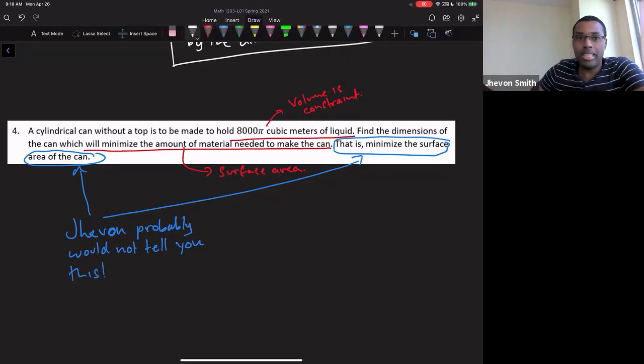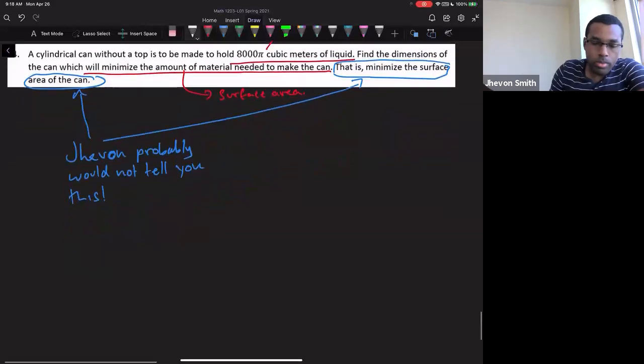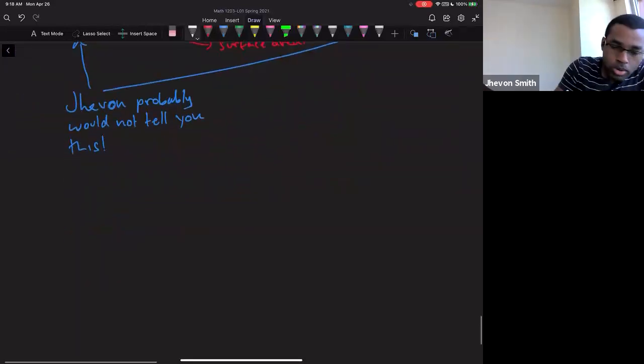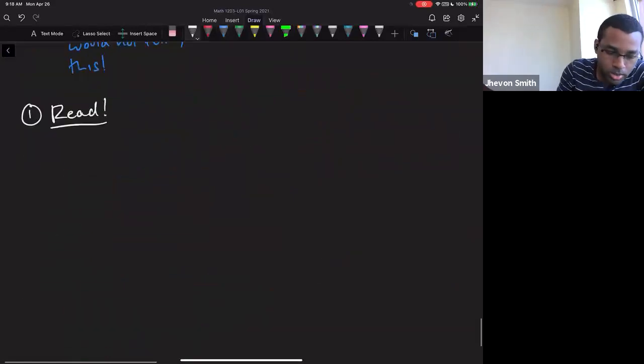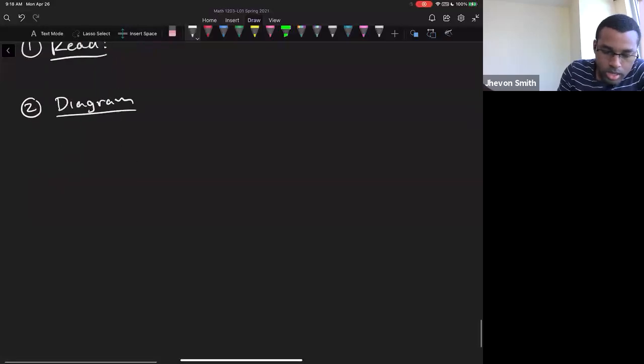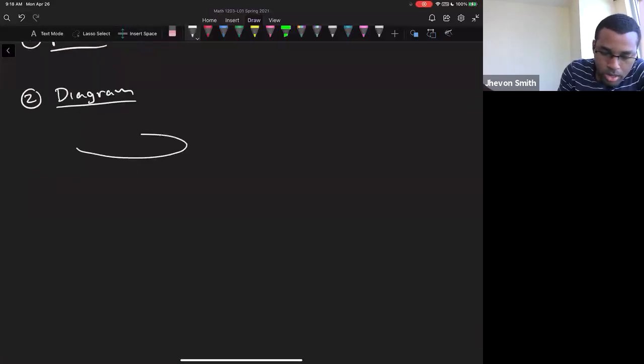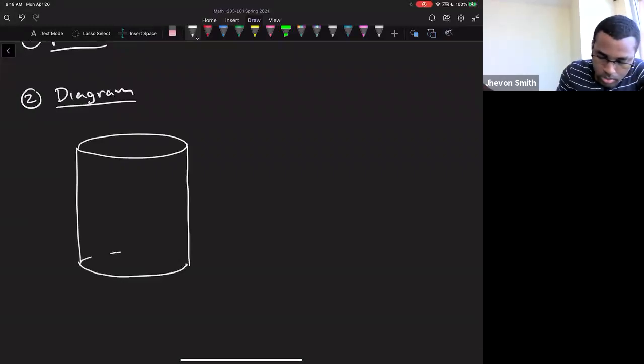All right. Let's actually get through it. So, cylindrical can without a top. We read this. It's an optimization, all that good stuff. Diagram. We've seen cylindrical cans before. They look like this. And here it's open. All right.